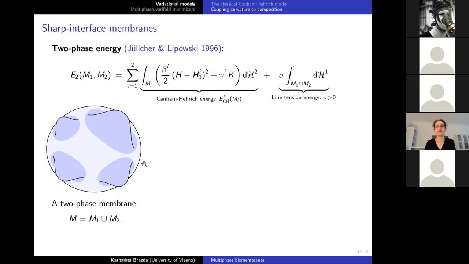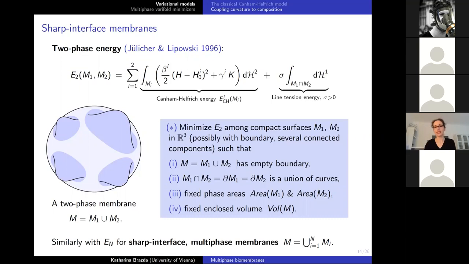And then one has to minimize this two-phase energy among compact surfaces. So now the energy is a function of the two surfaces, which can have several connected components, such that we really want to describe a membrane like this. Lipid bilayers don't want to have exposed boundaries, so their union must have empty boundary. Then their intersection must be such that it is just on the phase interfaces, so it coincides with the boundaries of the phases, and this should be a union of curves. And then we have fixed phase areas and fixed enclosed volume of the whole vesicle. So this is the minimization problem that I'm interested in.